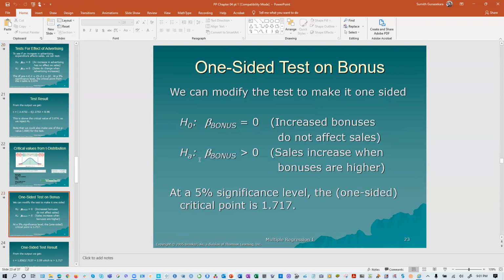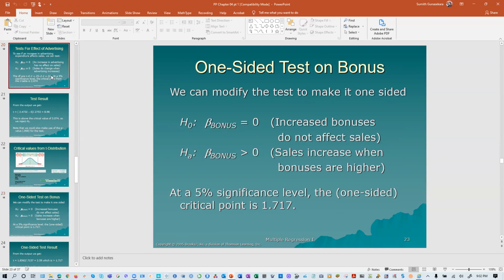But here, when you say this is the claim, in this case, you're going to say sales do not change. Here you say just simply change. You don't know whether change means sales are going to go down or go up. Here, very specifically, we're going to say sales increases. That's why we set up like this: sales increase when bonuses are higher.